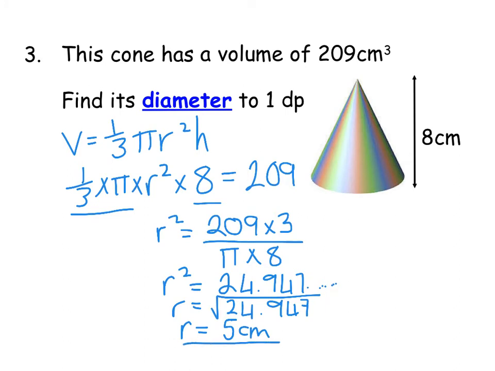Okay, now I did mention there was another way. So coming from this line here, the alternative is you can say that r squared equals 209, and you can just do all complete opposites. So we've got 1/3 becomes a times 3, a times pi becomes a divide by pi, and a times 8 becomes a divide by 8. And you can type it all in one go like that, and it will still give you the 24.947. Pupils find these questions a wee bit more difficult because it does involve rearranging and working backwards, but it's what makes it a level A type question instead of a C.